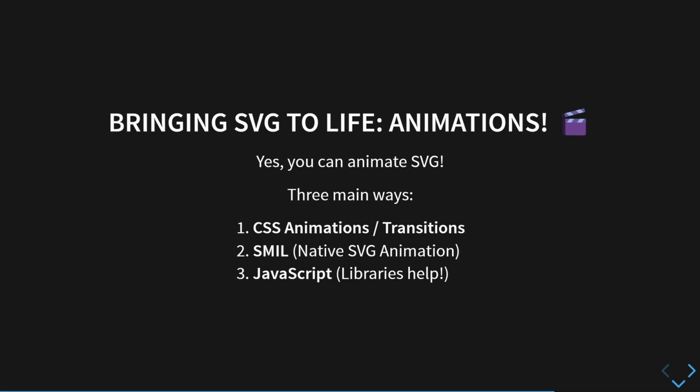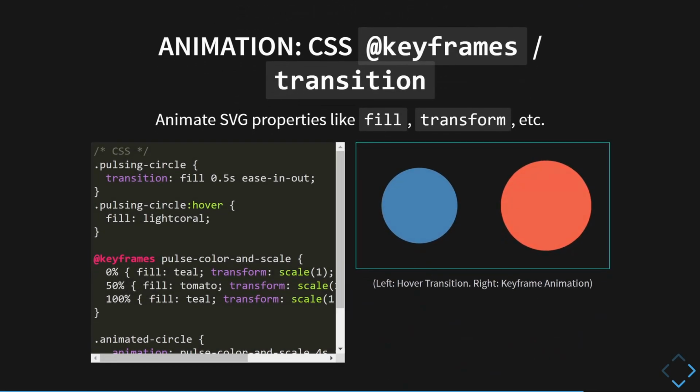Best for complex interactions. Use CSS transitions for simple interactions, like hover effects, and use keyframes and the animation property for more complex looping animations. The example shows both a hover transition and a keyframe animation, pulsing color and scale.